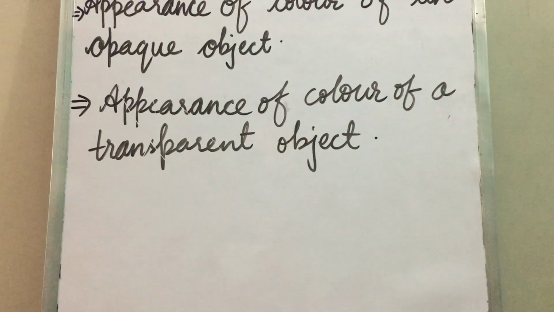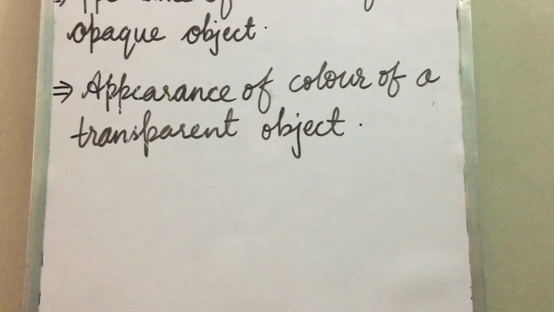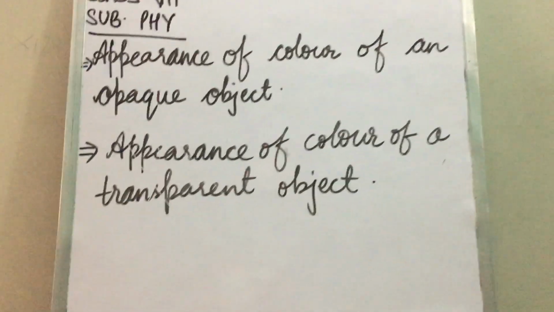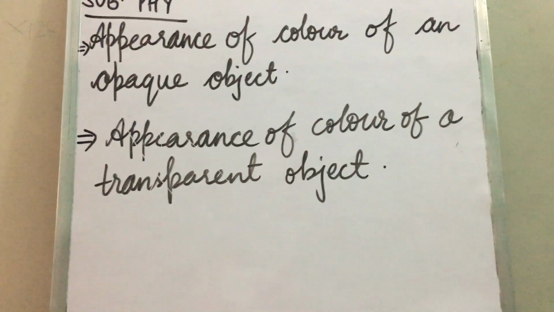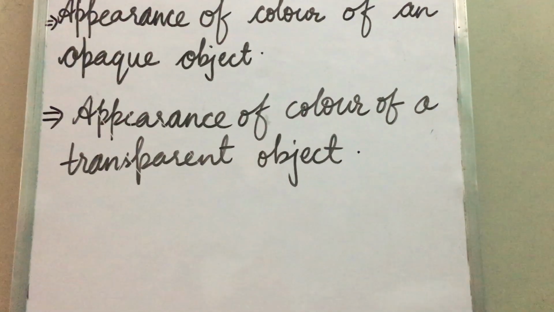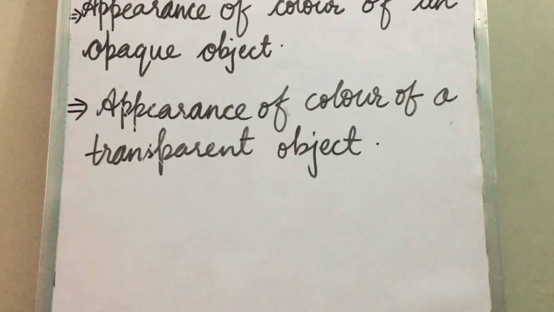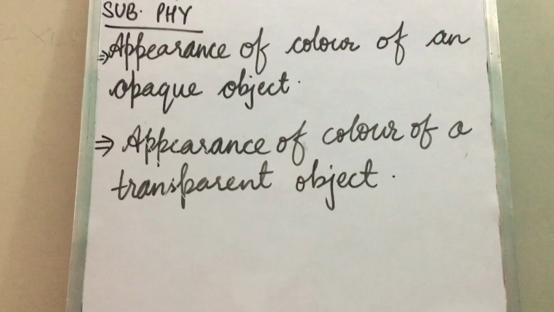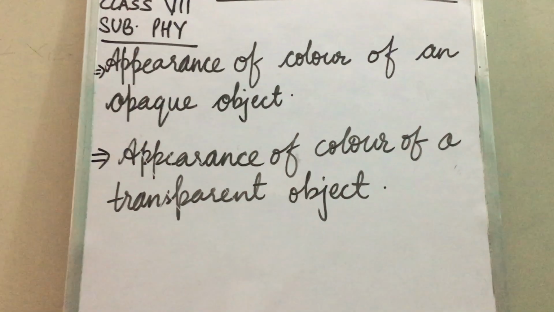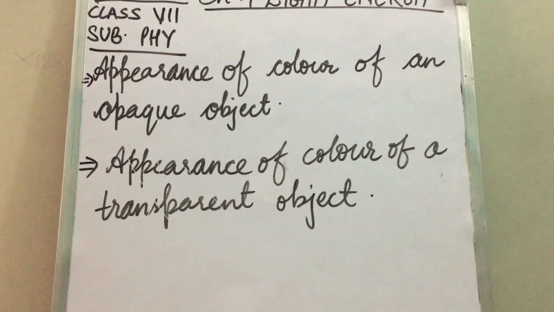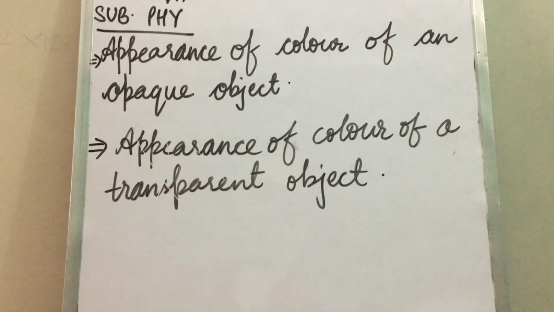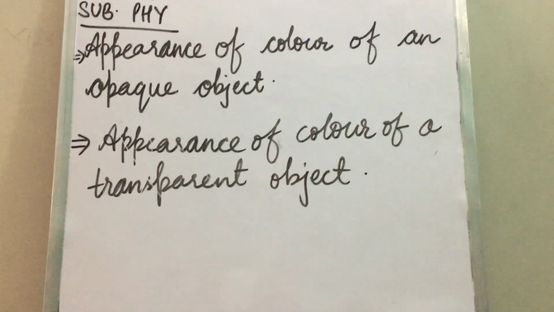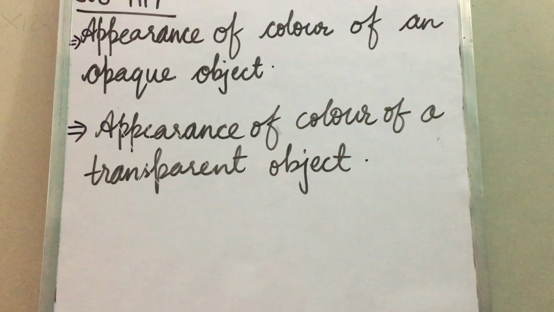Light of some colors is reflected back by the object and light of other colors is absorbed by it. White light consists of 7 colors. So out of 7 colors, maybe a few colors are absorbed and a few are reflected by that opaque object. The opaque object appears to be of the same color as that of the reflected light. The color of the light which is reflected by the opaque object will look like the same color.